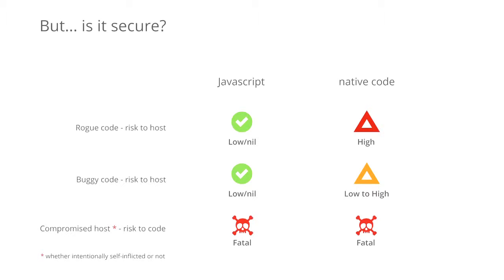If you have buggy code, then the risk to host is, again, very low if you run JavaScript, but it's low to potentially high for native code. For example, if you have a buffer overflow that's being exploited in a tool that you use, then again, your entire machine could be, or at least your account could be jeopardized. However, if you have a compromised host, JavaScript and native code are equally completely compromised, because of course you can interfere with the operations of JavaScript when the machine is breached, and you can interfere with the operation of native code when the machine is breached. And it makes no difference whether you inflict the compromise intentionally yourself or you install some Trojan that you downloaded from the wrong source.